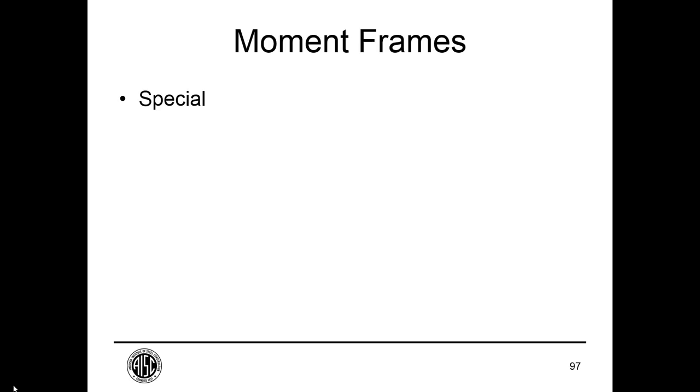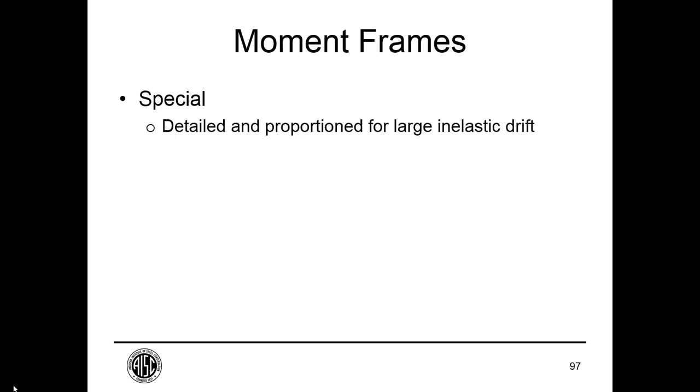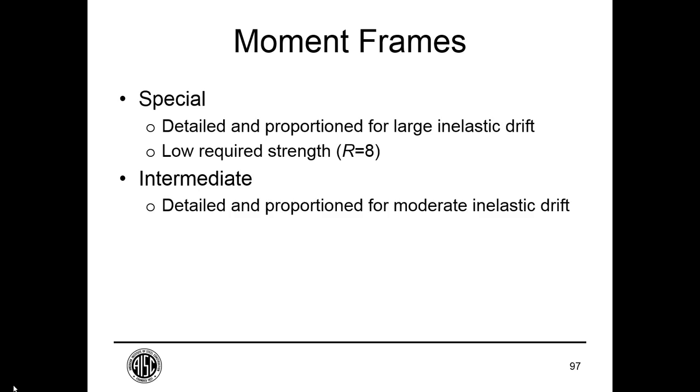Moment frames, we have special moment frames that are detailed and proportioned for large inelastic drift. They're given a high R factor, so the required strength is relatively low. We have intermediate moment frames. These are detailed in proportion for less inelastic drift. We'll call it moderate. And they're given a correspondingly more moderate R factor, 4.5. So the higher the R factor, the lower the design force. So we're designing these for higher strength.